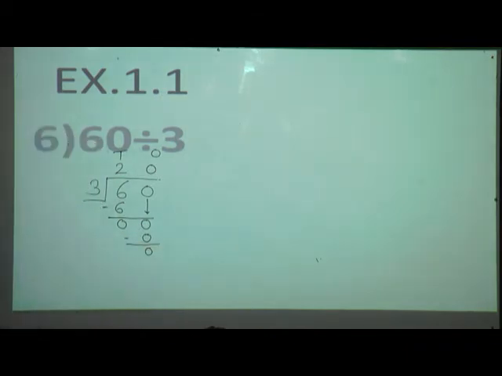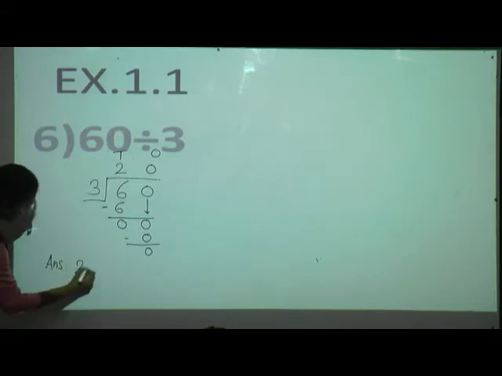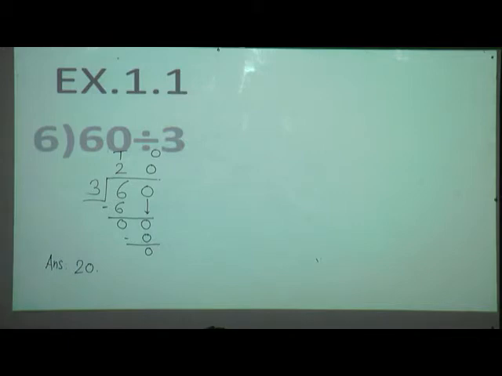So if we do 60 divided by 3, what will be the answer? We will get the answer 20. So here we write the answer 20. Understood? Okay. Shall we move to the next example?